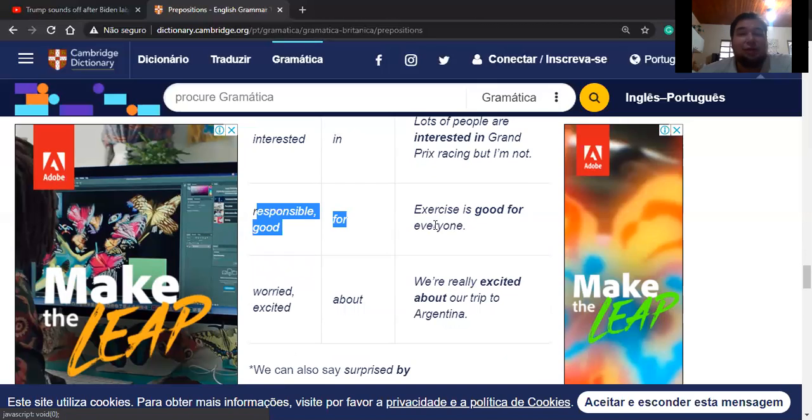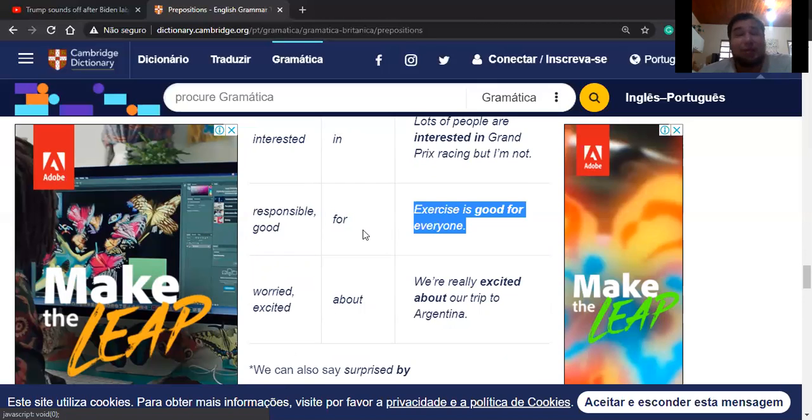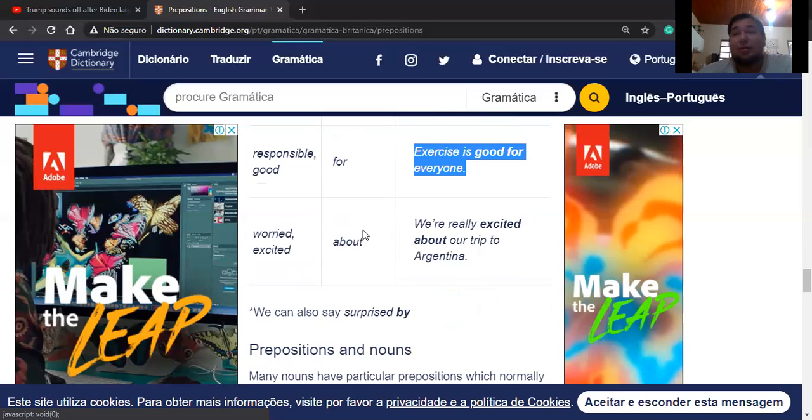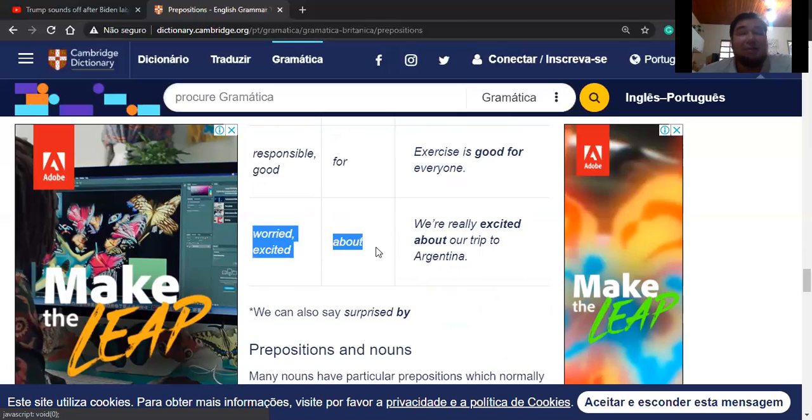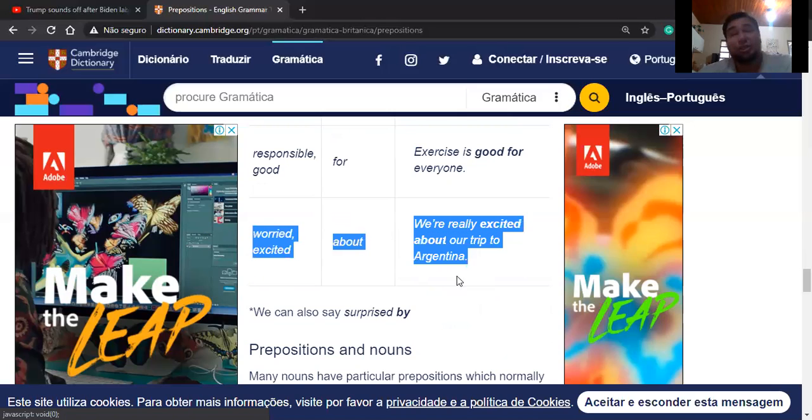Exercise is good for everyone. A Bíblia fala: exercise profiteth little, but the spiritual exercise we need is important. Exercise is helpful in different contexts. Worried, excited about. We're really excited about our trip to Argentina. Ooh, Argentina.